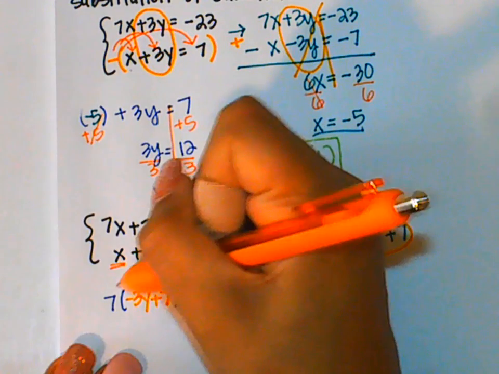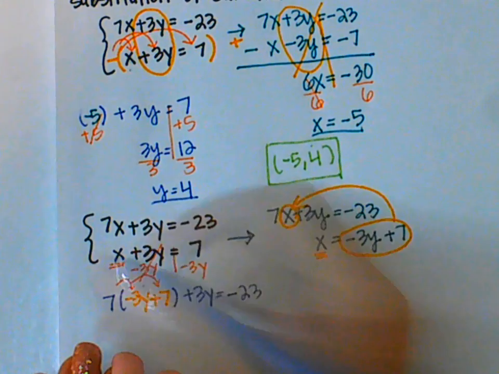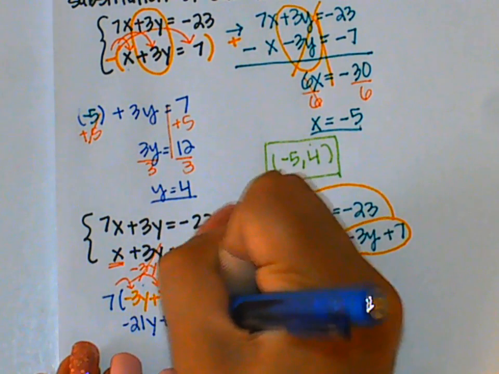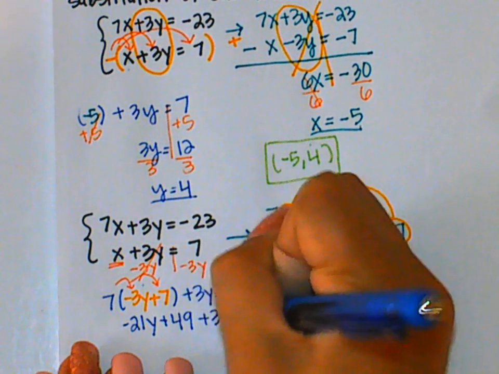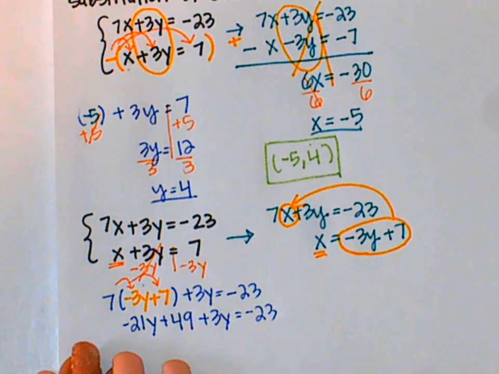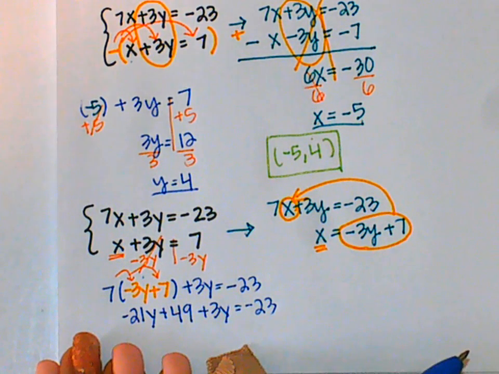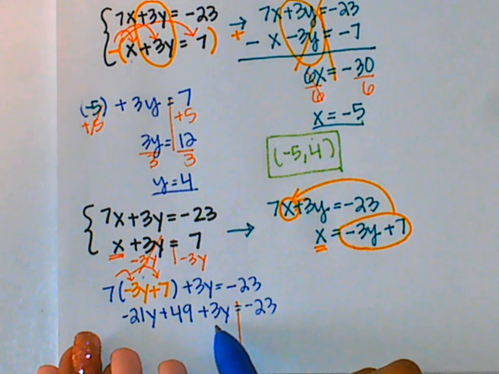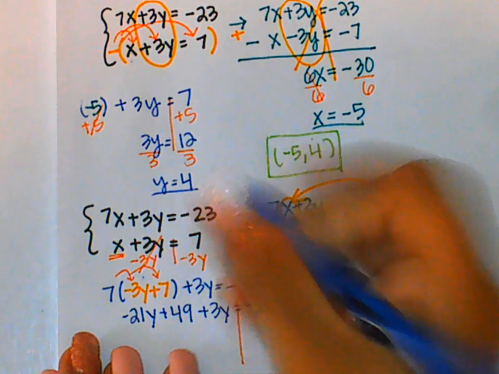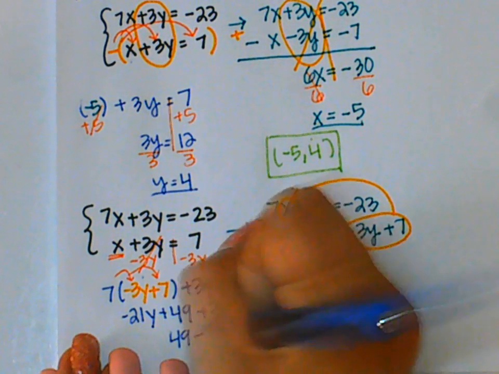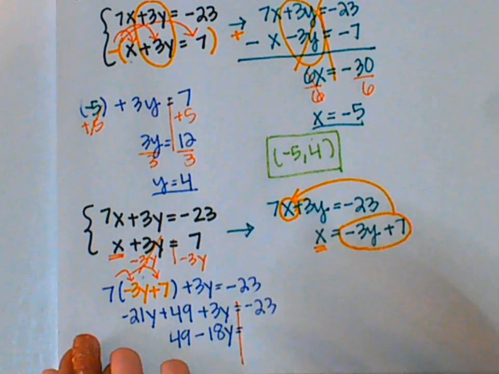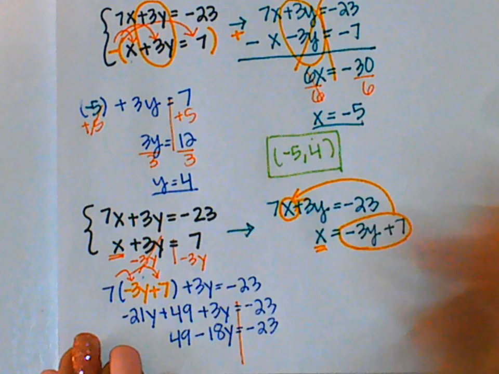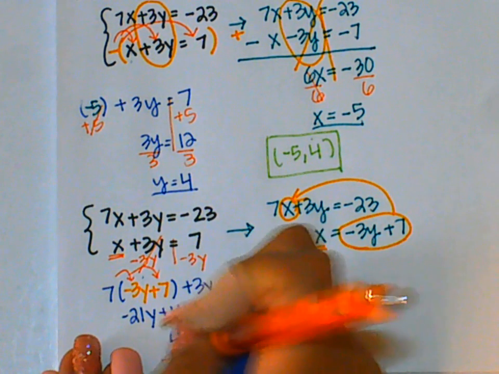Now I'm going to distribute. 7 times that is negative 21y plus 49 plus 3y is equal to negative 23. So this becomes just like a problem that we did in number 1. Negative 21 plus 3 would give me minus 18y, and then negative 23. Subtract my 49 on both sides.